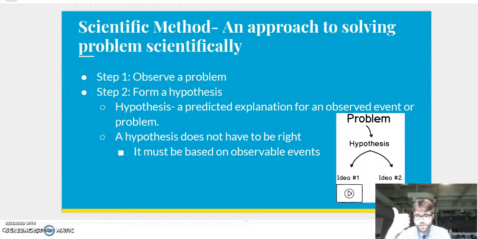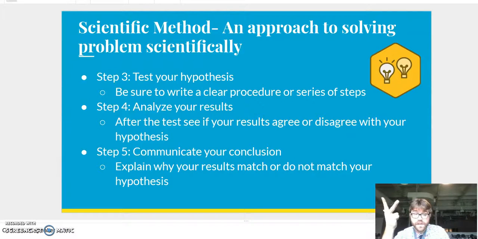So, step 1, observe a problem, have a question. Step 2, form a hypothesis. You need to have a guess about that question. Sometimes between step 1 and step 2, there's a mini step where you do a little bit of research. But for right now, let's focus on these 2 steps, okay? Step 1, we have a problem. Step 2, we make a guess about that problem. Step 3, we need to test our guess. We need to see if we're correct. Now, when we're testing, we need to be sure to write down a clear procedure or a clear series of steps so we know how we tested and we can show to other scientists how we tested our guess.